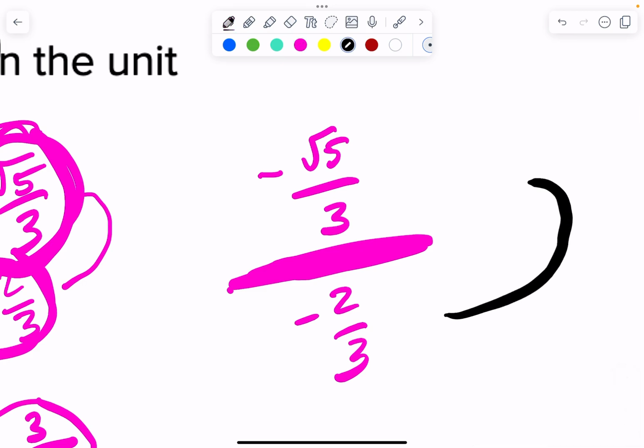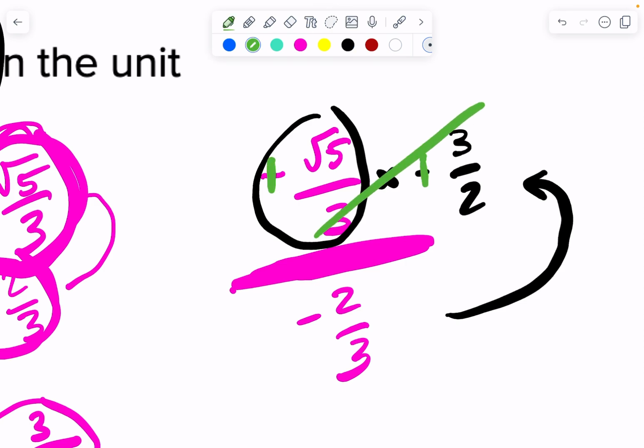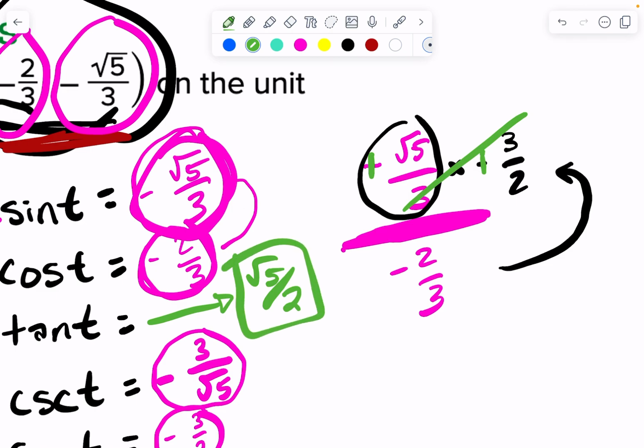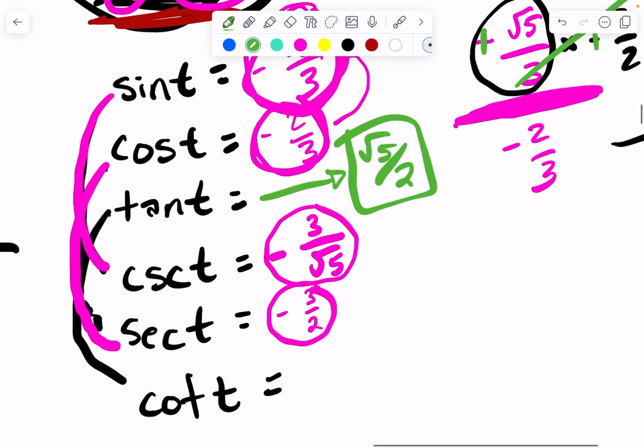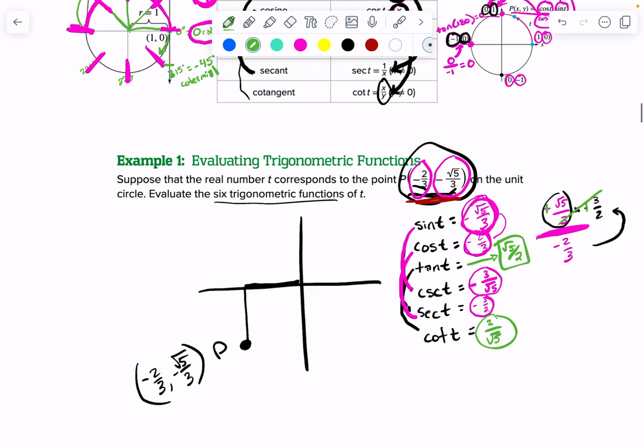So what I'm going to do is flip it to the top. Keep, flip, flip. I keep this, I flip the division to multiplication, and I flip this to -3 over 2, and then I reduce. My negatives are going to cancel out, and my 3's are going to cancel. So tangent will be the square root of 5 over 2, because the 3's have canceled. And then cotangent is the flip of that, so 2 over the square root of 5. And that's how I find those values.